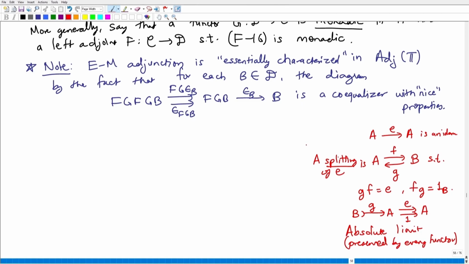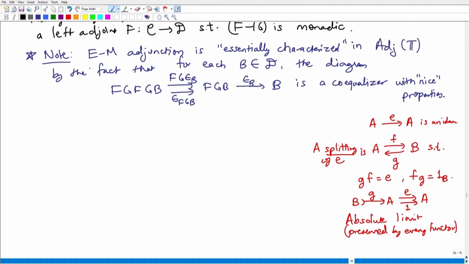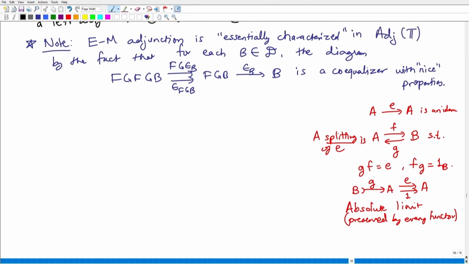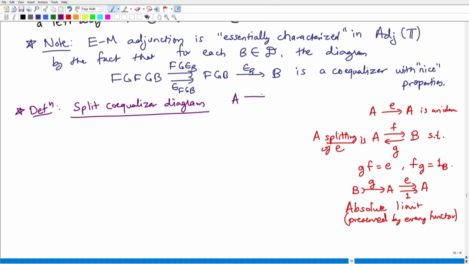Okay, now keeping this thing aside, now we can come back. This particular co-equalizer, I said it had nice properties. So let's look at those nice properties. So I'm going to give you a definition. So this is a split co-equalizer diagram. That's the definition. So the data is given by this diagram.